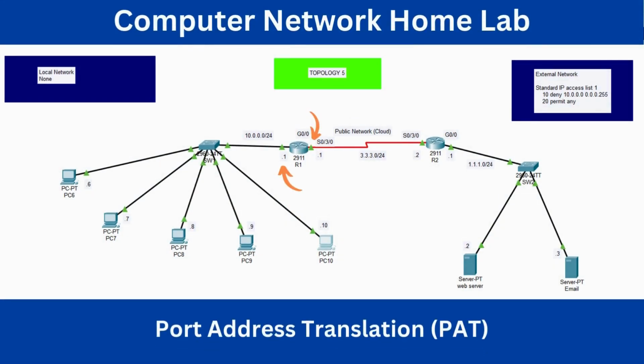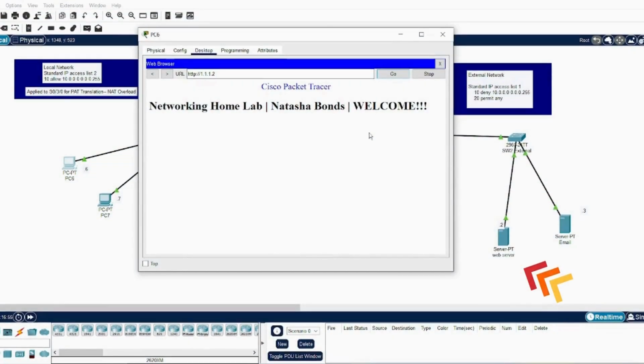In this lab, I will demonstrate port address translation, or PAT. The configuration is also referred to as NAT overload. Here's my network's topology. The end goal is to access the default web page of an external web server. I'll need to travel over the internet to access it.